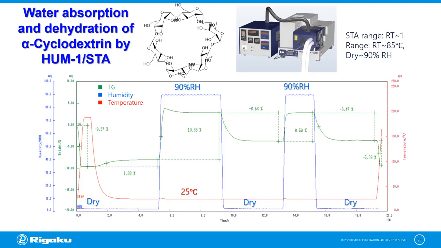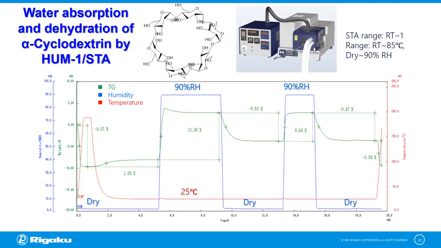Here, the mass loss is due to dehydration. When we increase the water vapor concentration, we can observe a mass increase of 11% due to water absorption. When we change to dry atmosphere, of the 11% absorbed water, only 6.5% mass loss can be observed due to the removal of free water, and the remaining absorbed water is bound water. Performing the same cycle showed the same results.